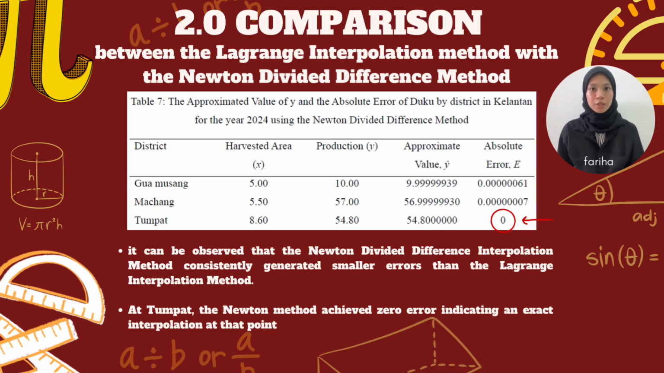Next, this slide compares the performance of the Lagrange interpolation method and Newton divided difference interpolation method. Based on the results, the Newton method consistently produces smaller absolute errors than the Lagrange method. For example, as you can see on the slide, at Tumpat, the Newton method achieved an absolute error of 0, indicating an exact interpolation at the data point. Overall, both methods provide highly accurate approximations. However, the Newton divided difference method demonstrates slightly better accuracy and numerical performance, making it the more effective method for this dataset.